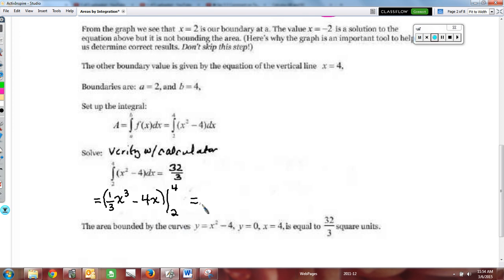And when I calculate this area, we're going to plug in our 4 to get the upper part. So 1/3 times 4 cubed, minus 4 times 4. And then we subtract what we would have gotten on that function when we plug in 2, so 1/3 times 2 cubed, minus 4 times 2. And again, you can verify using arithmetic that you're going to get 32/3.